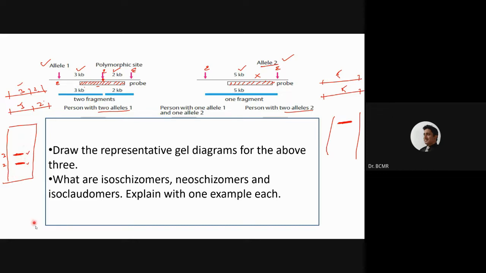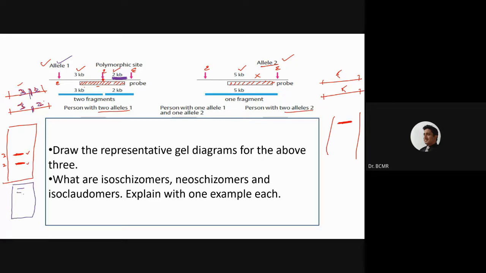Say, for example, in theory, I'm changing something else, and I hope you will get the point I'm trying to describe. I'm making a new probe. Okay, see if you can understand that. I'm making a new probe, and this is the probe I'm giving. How many bands will you see if the person is homozygous for allele 1? In that case, too, you will have 3 kb, 2 kb, 3 kb, and 2 kb. The cut will be made.